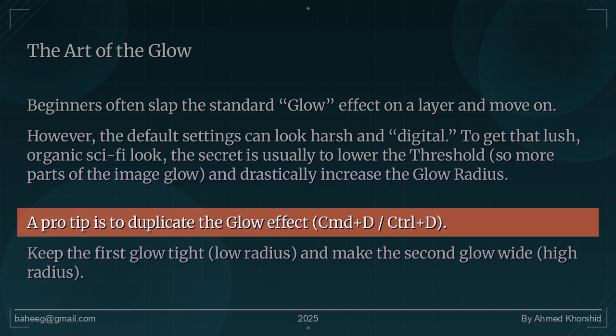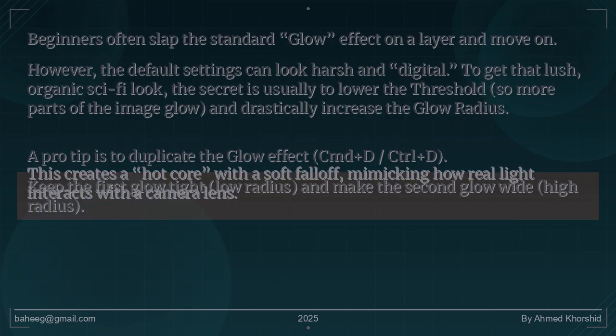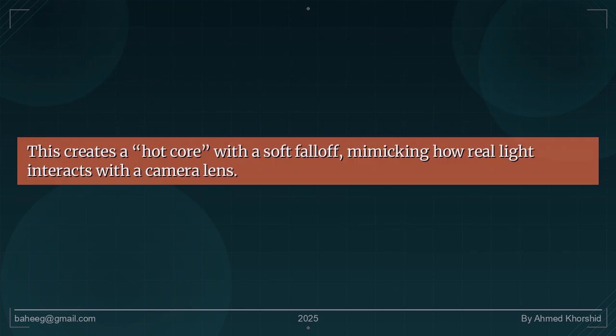A pro tip is to duplicate the glow effect, CMD plus D, Ctrl plus D. Keep the first glow tight, low radius, and make the second glow wide, high radius. This creates a hot core with a soft falloff, mimicking how real light interacts with a camera lens.